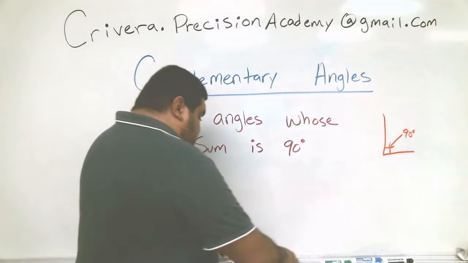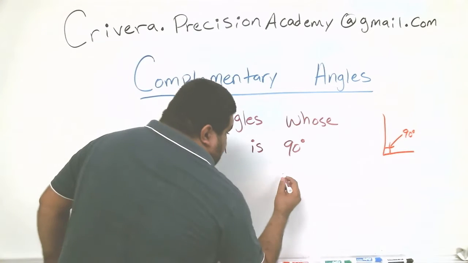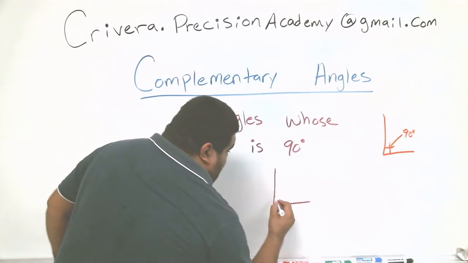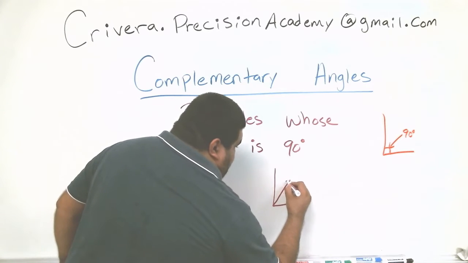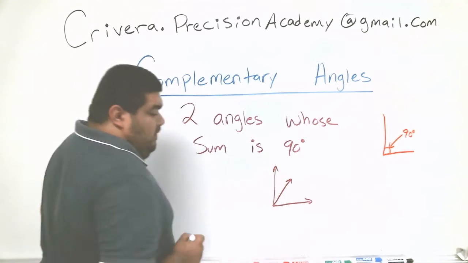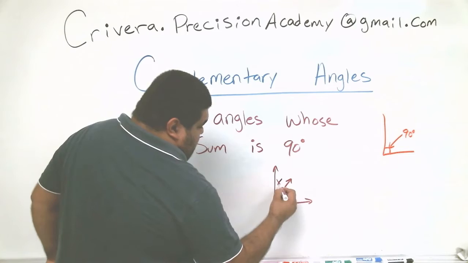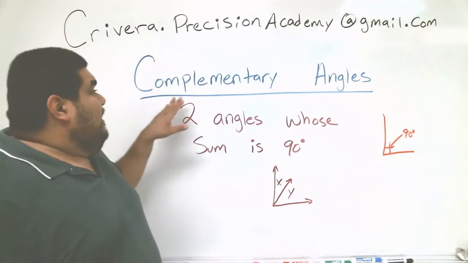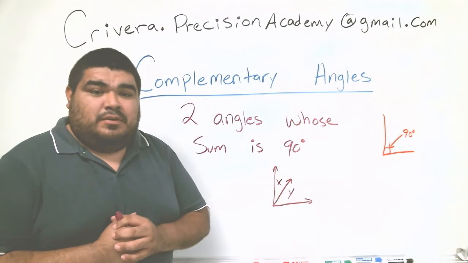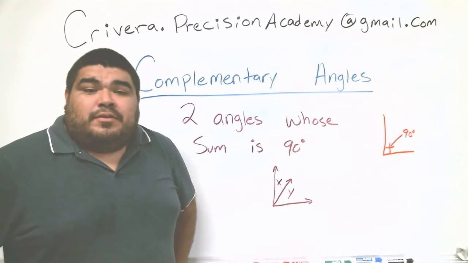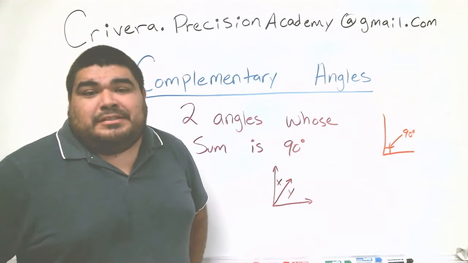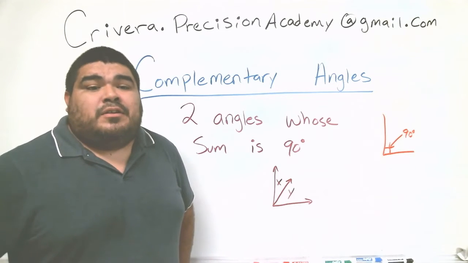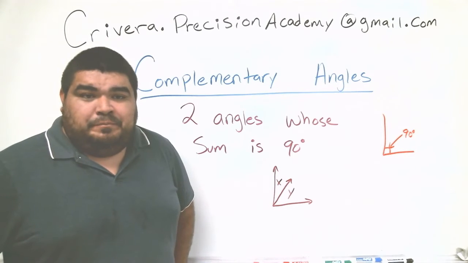So when two angles come together, you still have that L, but now you have another line in the middle. Now you have two angles, two angles that form a complementary angle. So now that you know the difference between a supplementary and complementary angle, we can start on the example for today.